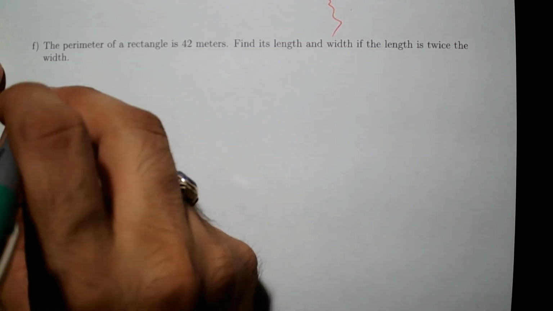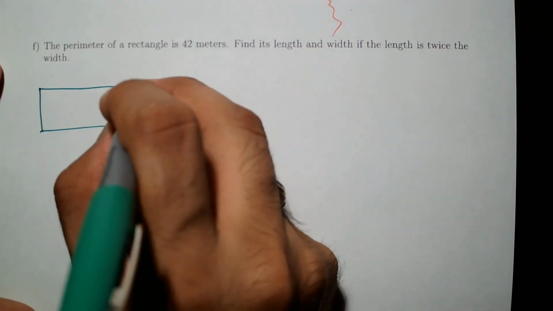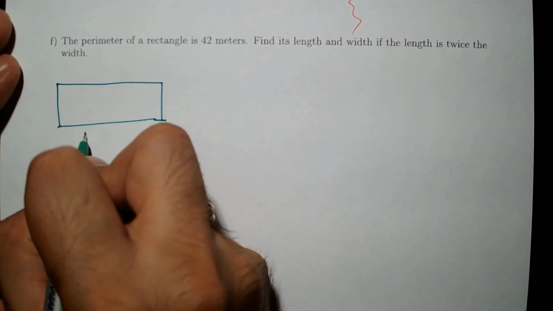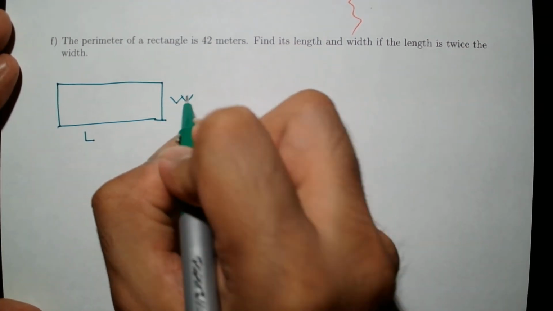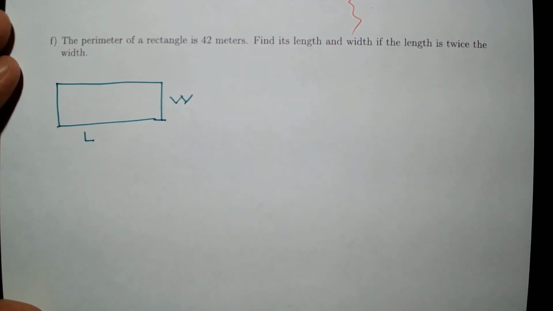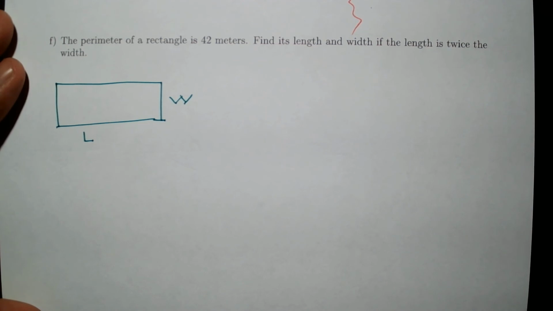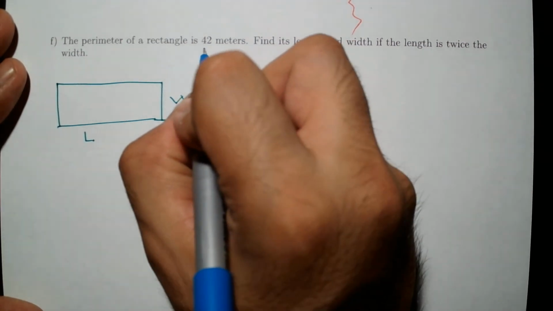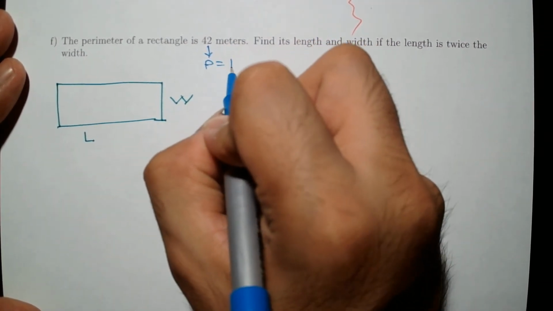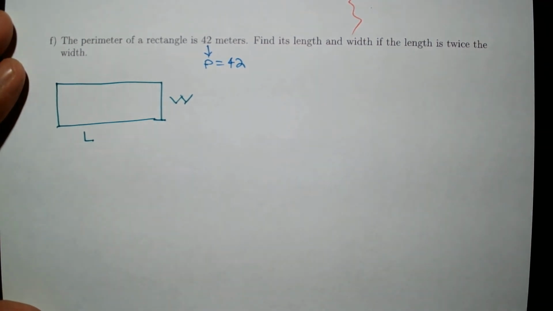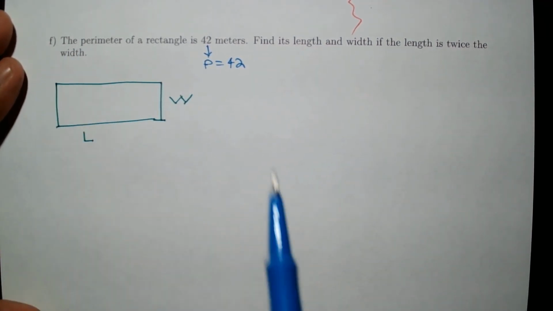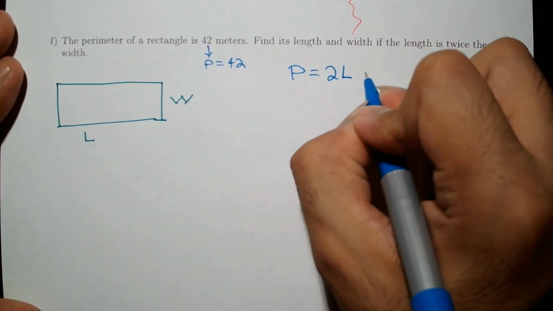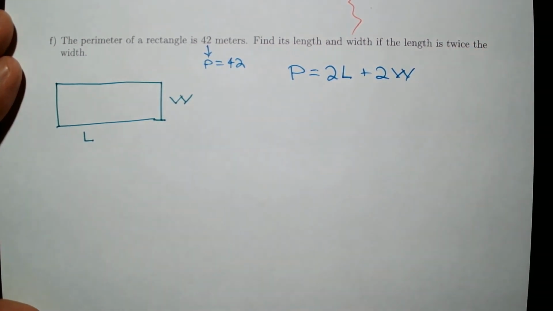So first of all, we have a rectangle. A rectangle has a length and a width. Okay, we don't know any of it. But we know that the perimeter is 42. So that means P equals 42. Number one, it would be a good idea to recall the formula to find the perimeter of a rectangle. So the perimeter of a rectangle is twice the length plus twice the width.